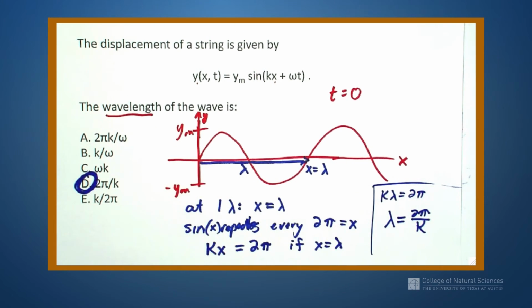The answer choice that I have marked down, D, is the right answer. So all I had to do is figure out when the sine function repeats itself. It's when the argument is equal to 2 pi, and our argument repeats itself every wavelength.